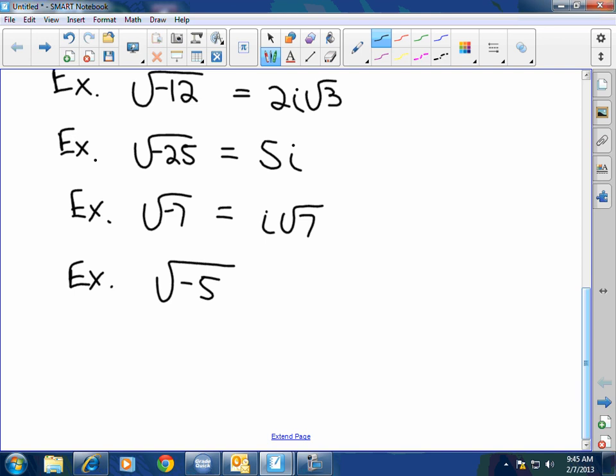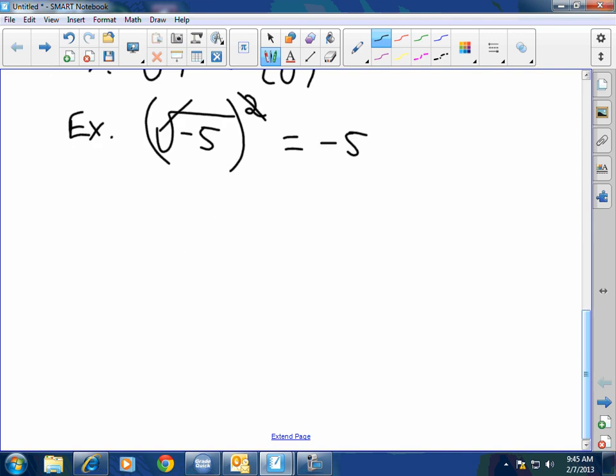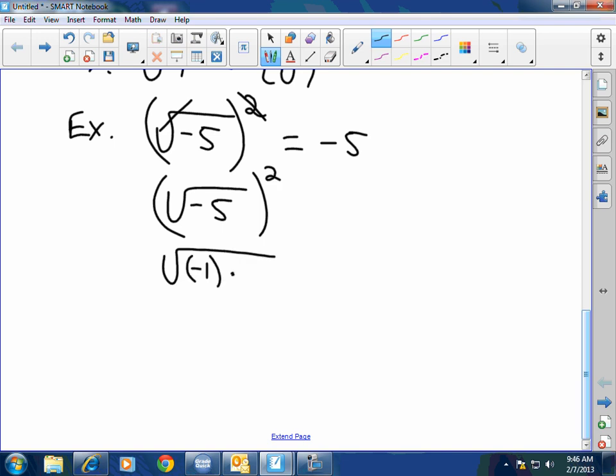What if I did the square root of negative 5, squared? Ooh, what would that be? It would be negative 5, right? Because that cancels that, so I have negative 5. Very good. For those of you that don't see that, you can do it this way as well. If I have this squared, isn't this technically the square root of negative 1 times 5 all being squared? So isn't the square root of negative 1 i? So I would have i times the square root of 5.